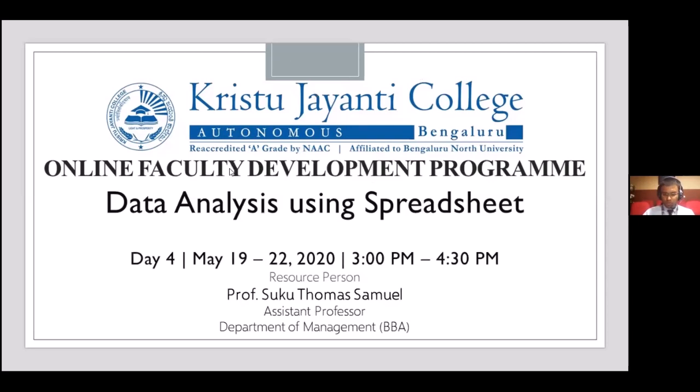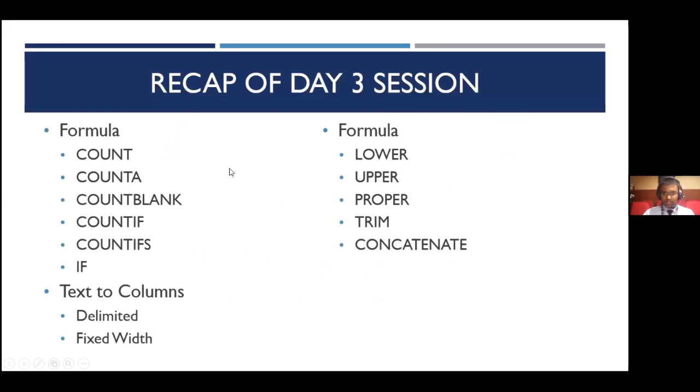We'll do a quick recap of what we had done yesterday. In yesterday's session, we had learned quite a few formulas. We had learned the formula count. Count is what we will use for counting numericals. Count A is what we will use to count cells which have both numerical as well as alphabetical entries. We will use count blank to confirm if there are any blank cells in our series. Count if is what we will use when we want to specify a specific criteria, and we want Excel to count those cells for us.